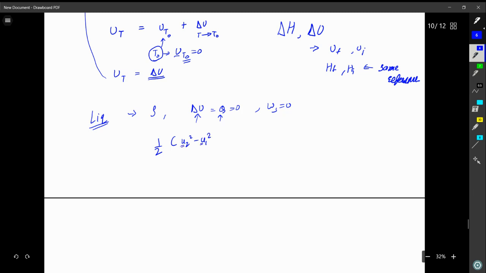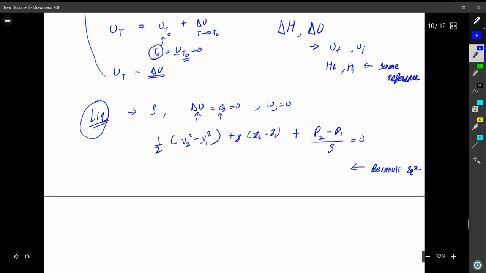These are not the internal energies, these are the velocities, so better write this as v2 square minus v1 square plus g times z2 minus z1. This is the potential energy. I'm considering potential energy only due to height. And then there's flow work, which is given by this. This is equal to 0. And this is the general form of the Bernoulli equation.